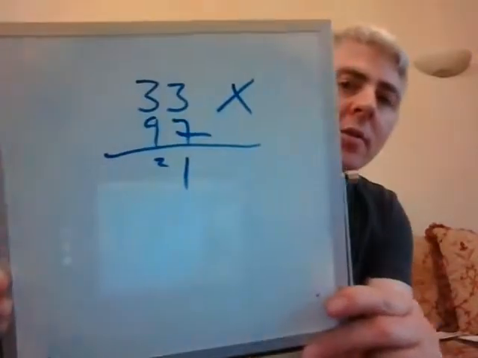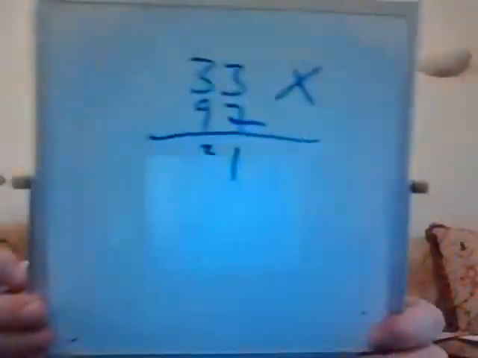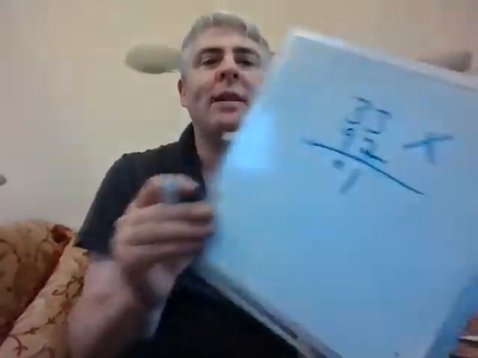So there I've got 33 times 97. And I've got 7 threes are 21. That's how I've done it. So 7 threes are 21, but you have to add up that 2. You have to put that 2 in, so it becomes 23.